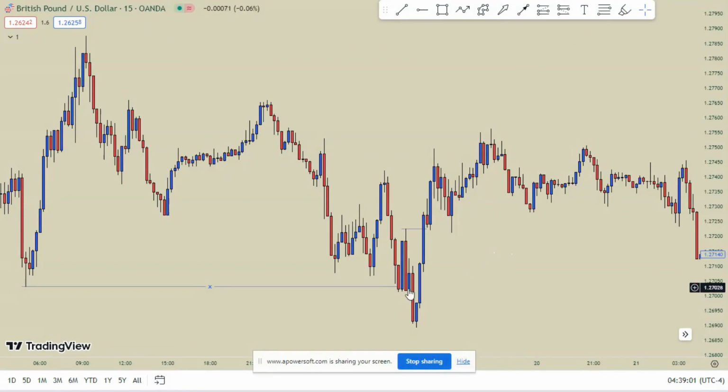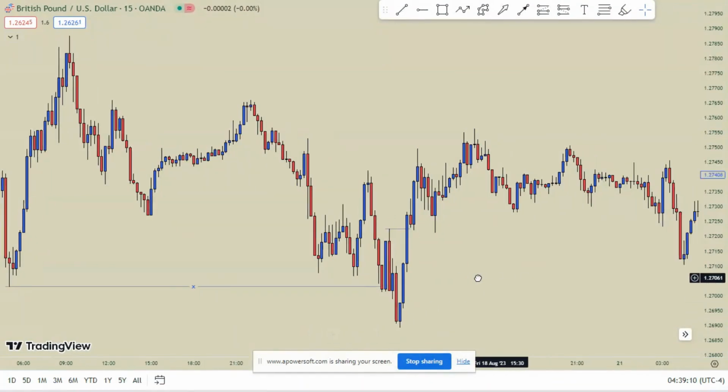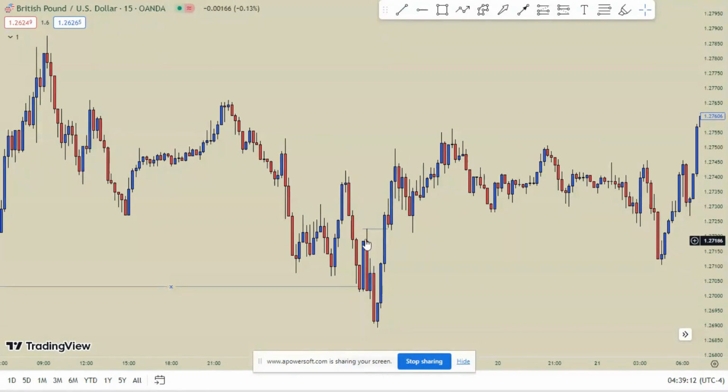So now we can see what I was trying to illustrate. This run that went down, we believe this was a manipulation. They were taking out liquidity. These candles here had bullish orders inside. Much as they were moving lower, it was to buy. Market makers moved the market lower to buy.